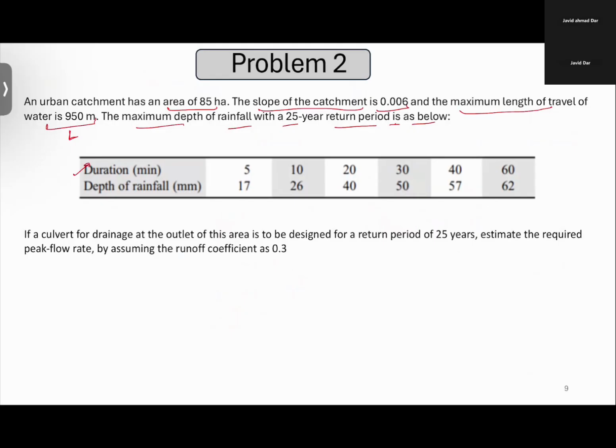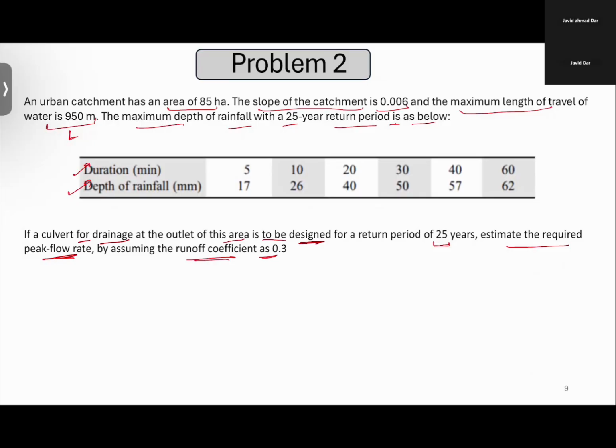So you are given the duration and the depth of rainfall. If a culvert for drainage at an outlet of this area is to be designed, we need to design a culvert whose return period is to be 25 years. We need to estimate the required peak flow by assuming a runoff coefficient of 0.3.